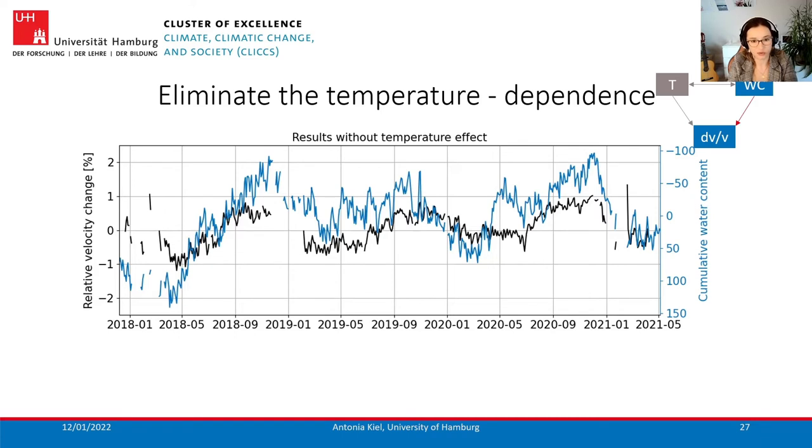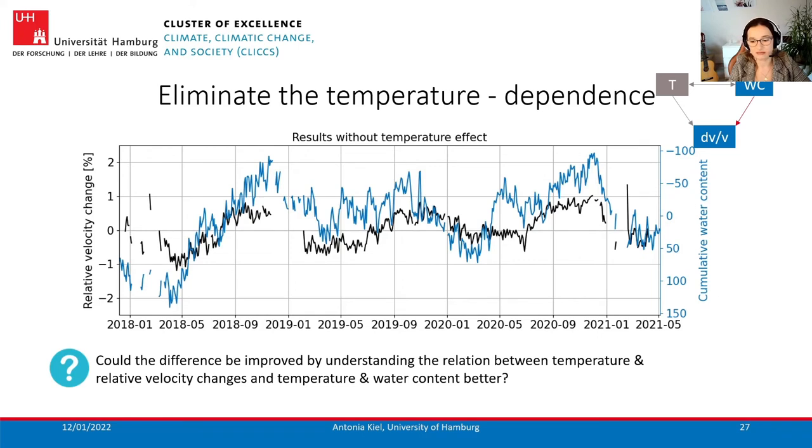But there's for sure a lot of room for improvement, and hopefully these changes, which do not show up in the relative velocity change or in the residual relative velocity change at the moment, would show up if we had a better regression between the values. So again, the question is basically, are there some ideas on the physical relation between temperature and water content?